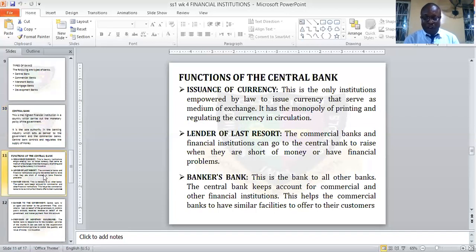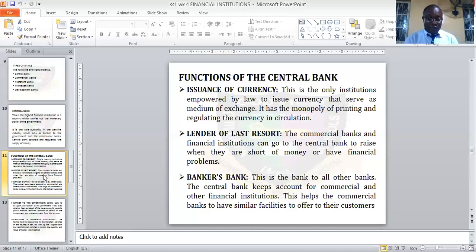So, functions of the central bank: issue of currency. I've told you, it is the only institution empowered by law to issue currency that serves as a medium of exchange. So they are the only one that can issue currency in the country. And that currency they issue will serve as a medium of exchange, for you to use money to buy goods. Then it has a monopoly of printing, I've told you. Monopoly is when we have only one, the only bank that can print money. There's no other bank in the country that can do that. So they also regulate the currency in circulation.